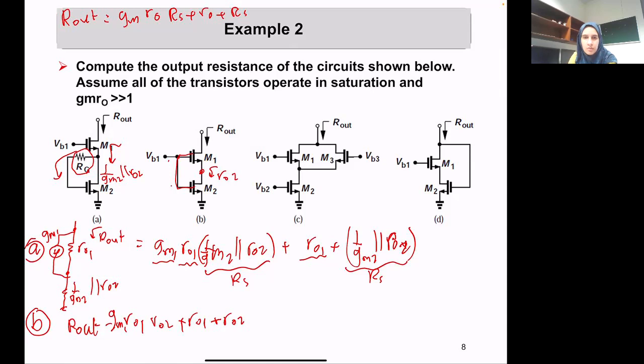Is anybody asking? Yes, somebody's asking about RG. In this part, there is no current flow through it. It's like it's not existent.